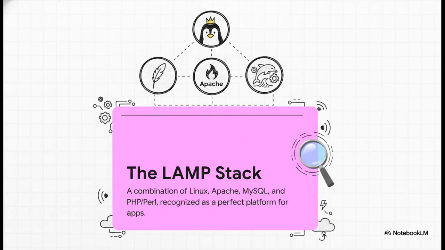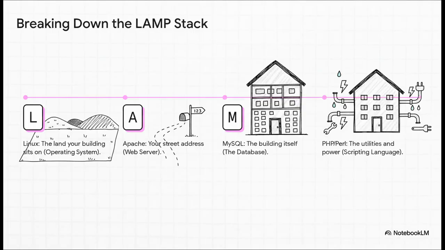One of the most famous of these neighborhoods is called the LAMP stack. It's a classic, super reliable combination of 4 different technologies that give you everything you need to run a modern web app. Let's break it down real quick. The L stands for Linux, the operating system. That's the plot of land your house is built on. The A is for Apache, the web server. That's basically your street address so people can find you. M, of course, is for MySQL, our data house. And P is for a language like PHP or Perl. Think of these as the utilities, the power and the plumbing that make everything inside the house actually work.